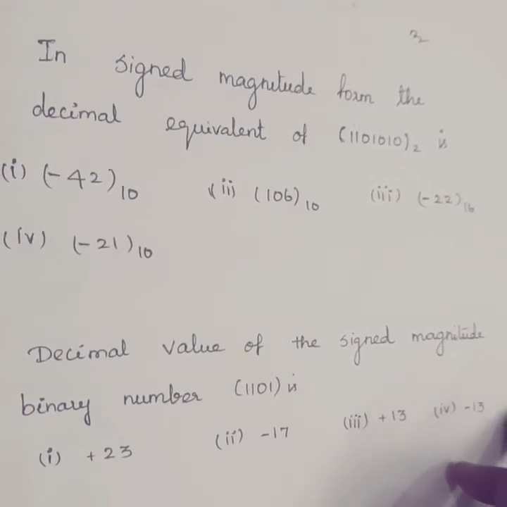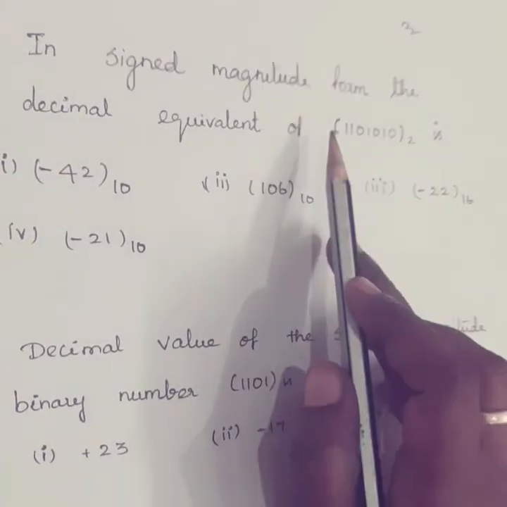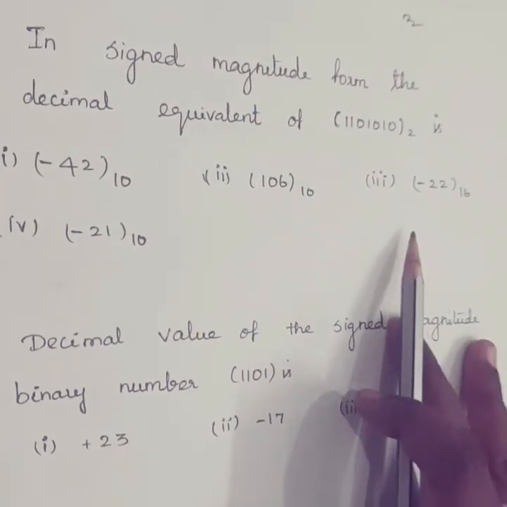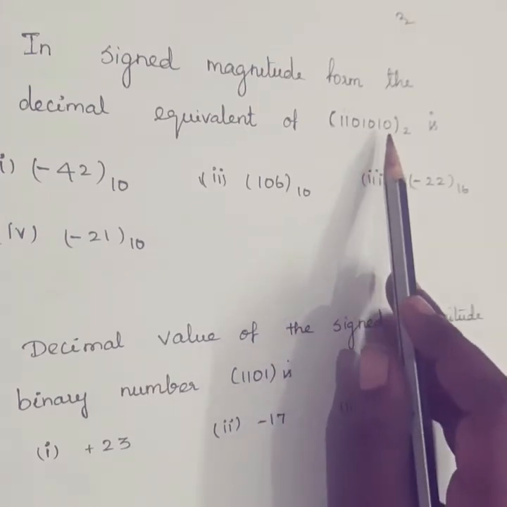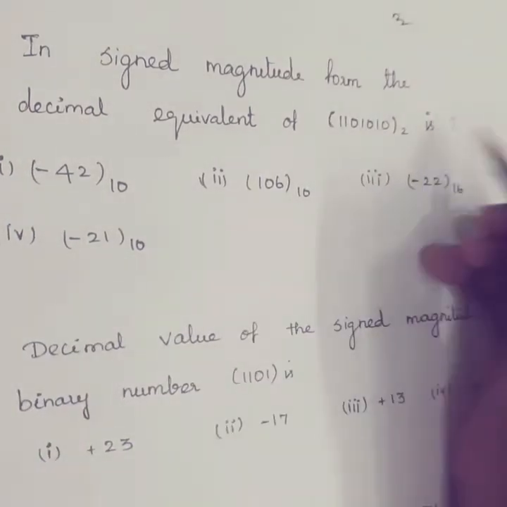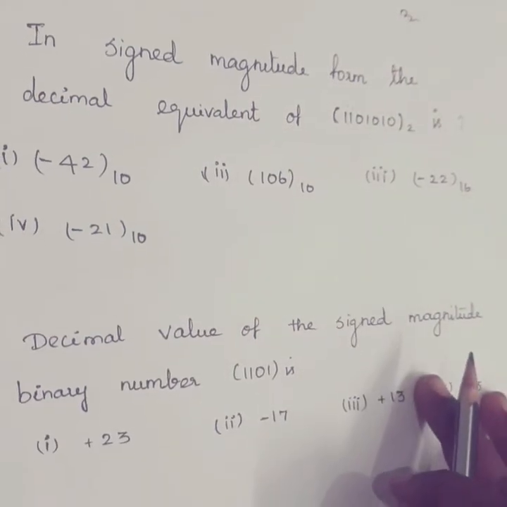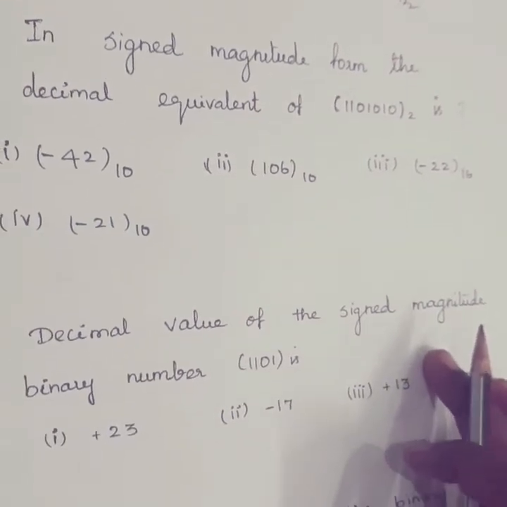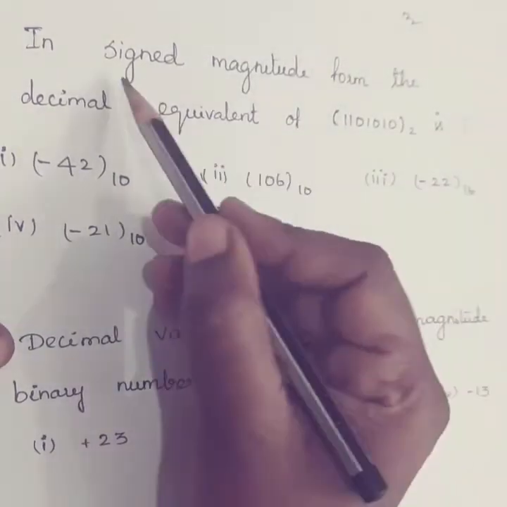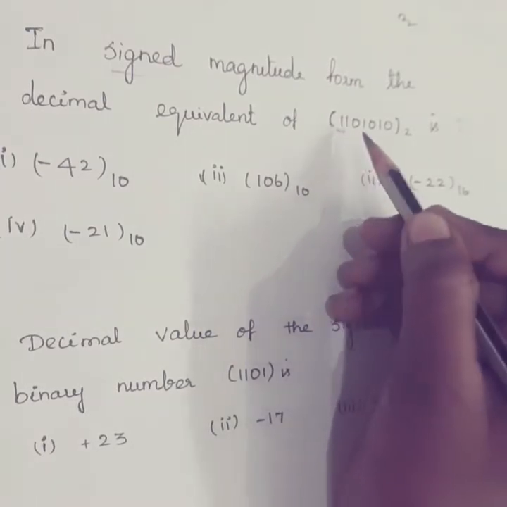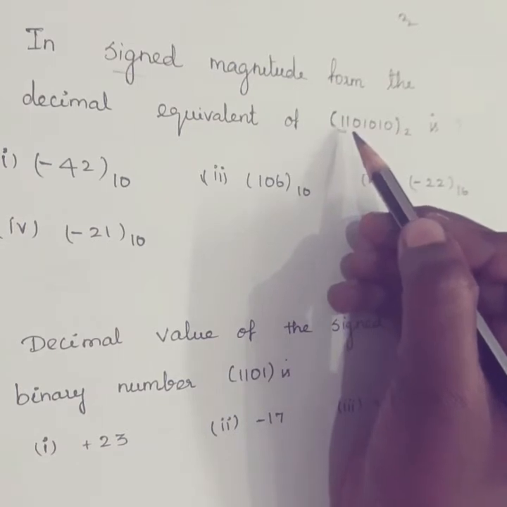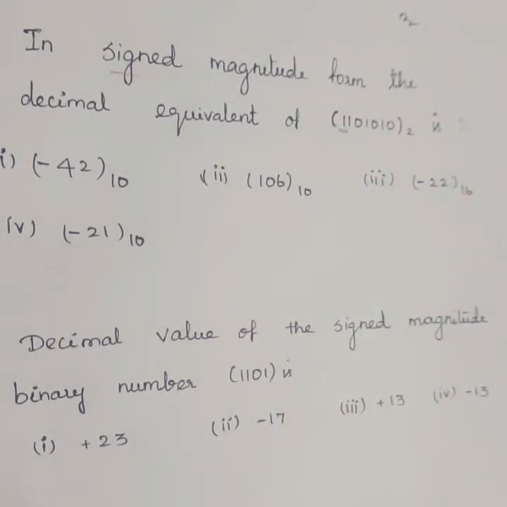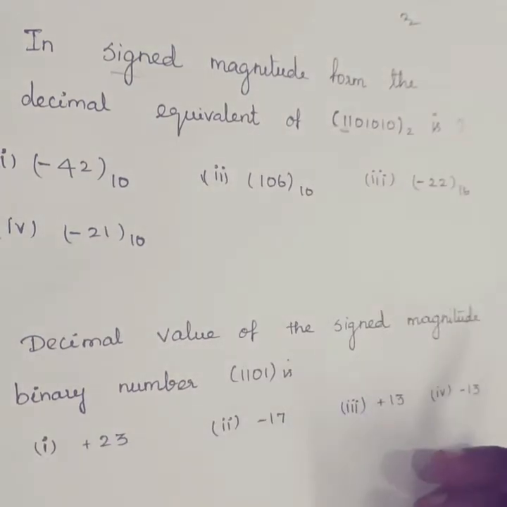So next question, in sign magnitude form, the decimal equivalent of 1101010 is what? In sign magnitude, the most significant bit is a sign bit. The first bit, the most significant bit, is used to represent the sign of that number. And in binary there are two values, either 0 or 1.